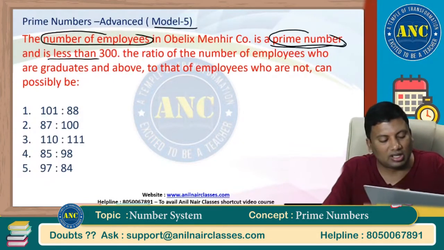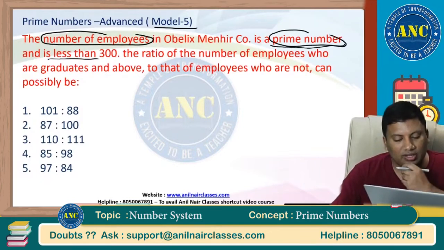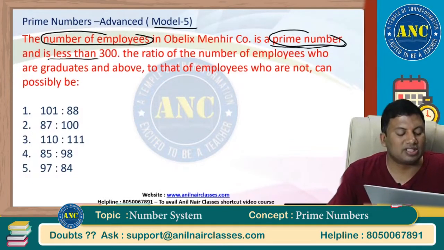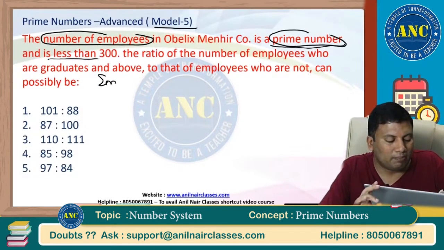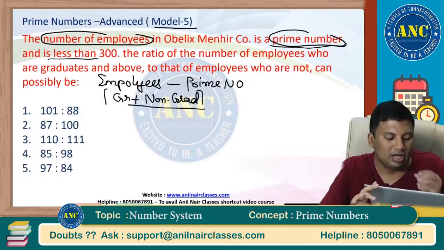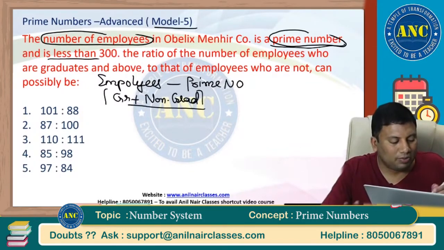This is the root cause of a problem. The ratio of the number of employees who are graduates and above and that of employees who are not graduates can possibly be... So the total number of employees should be a prime number, and these employees are somebody graduates and somebody non-graduates. The sum should be a prime number.